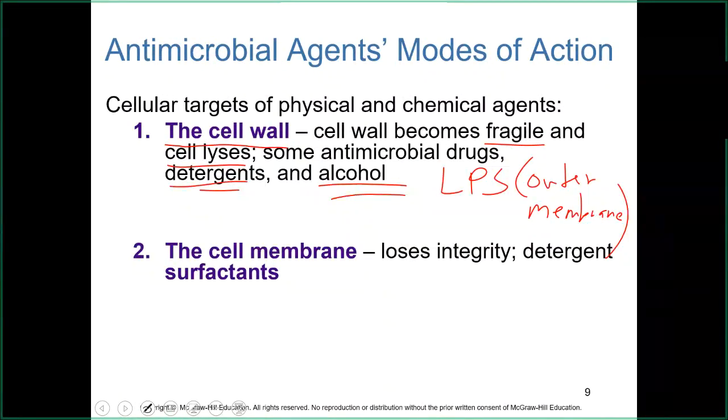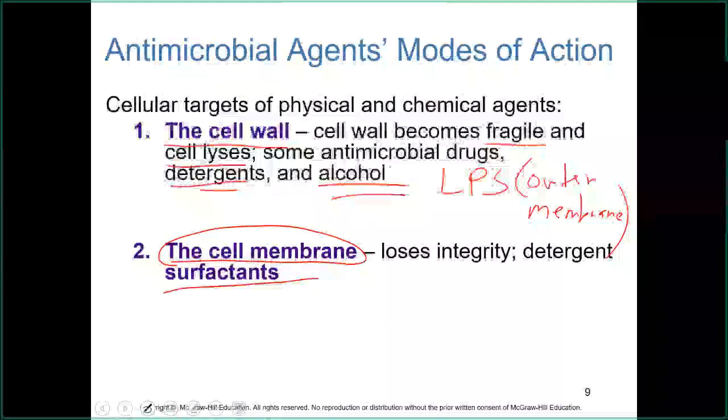Okay, another point of vulnerability. Let's work our way in. So beyond the cell wall, or just inside of the cell wall, we have the cell membrane. The cell membrane. I don't know, this down here, surfactants shouldn't be part of that. It got highlighted somehow. But yeah, the cell membrane can be compromised. It can be attacked. And the way you do that is with detergents and surfactants. Really kind of redundant because detergents and surfactants are the same thing.